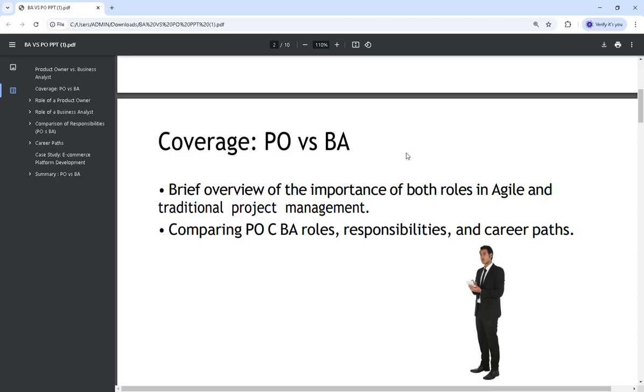Okay, so we are going to discuss a brief overview of the importance of both roles in agile, and we are doing a comparison of both roles, their roles and responsibilities, and what exactly they play, what is the role of a business analyst or product owner in a scrum team or a bigger SAFe agile team. Okay, so those things we are going to discuss in this presentation.